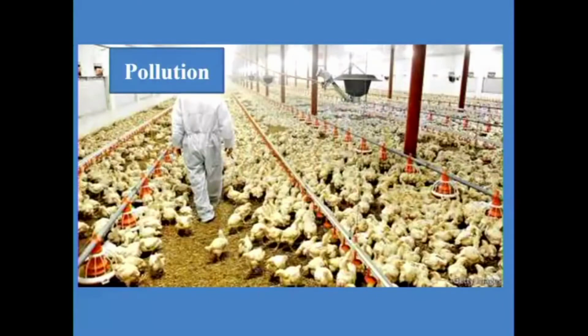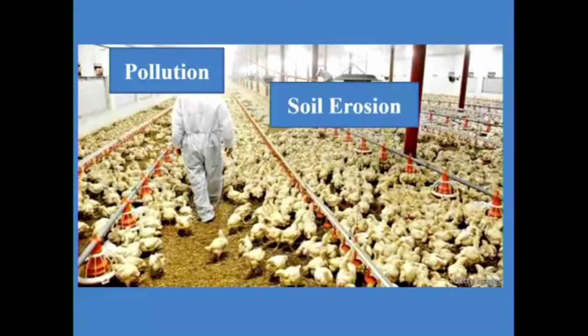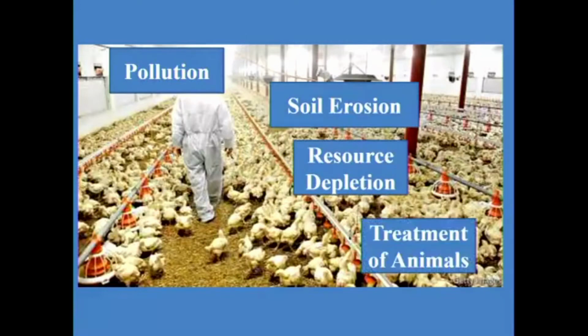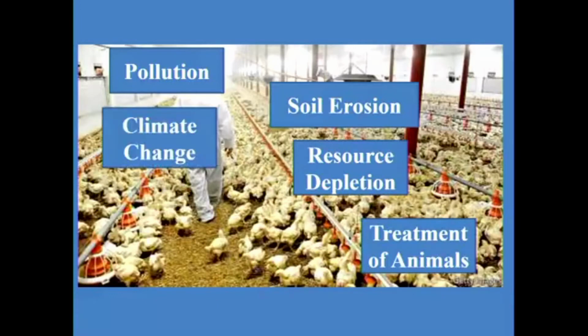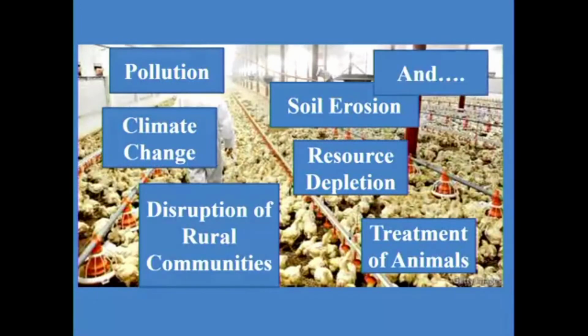The industrial food system creates pollution, soil erosion, resource depletion, whether it be water, oil, phosphorus, fertilizers. Treatment of animals is a questionable part of this system. Climate change. Disruption of rural communities, and on and on. We know that there's problems in the industrial food system.